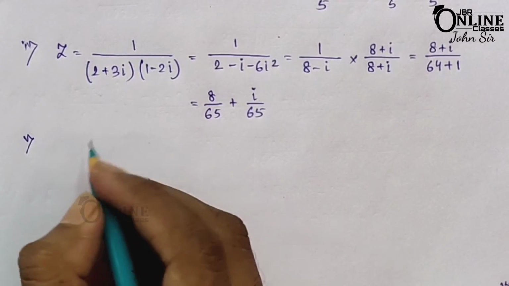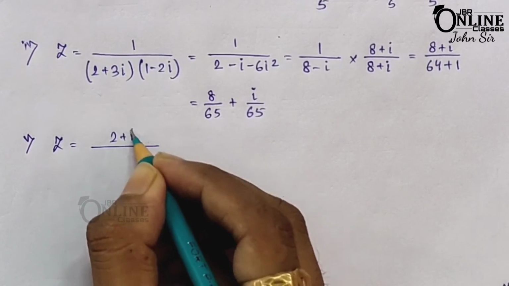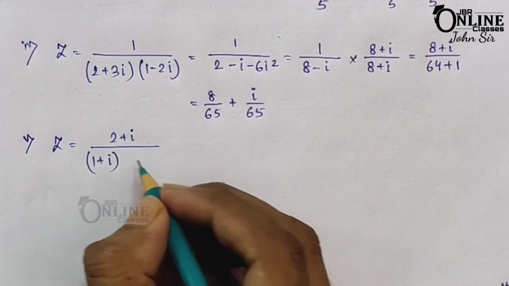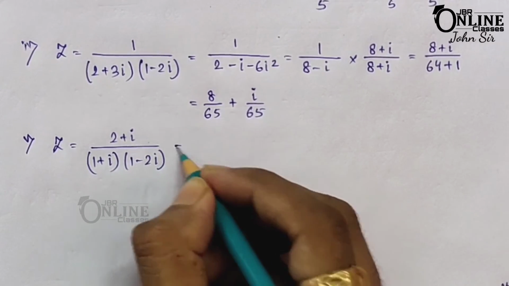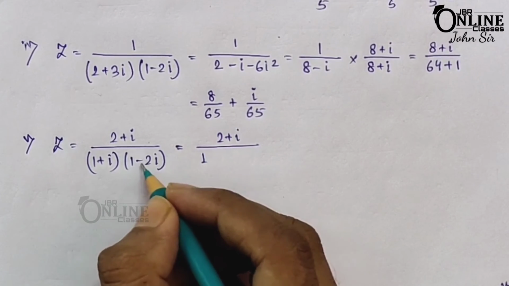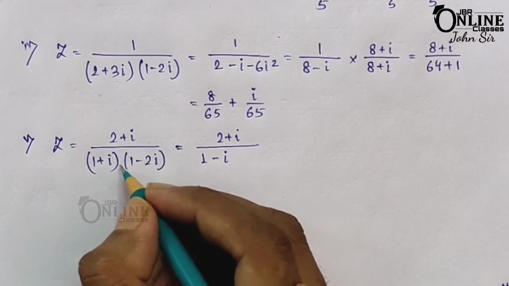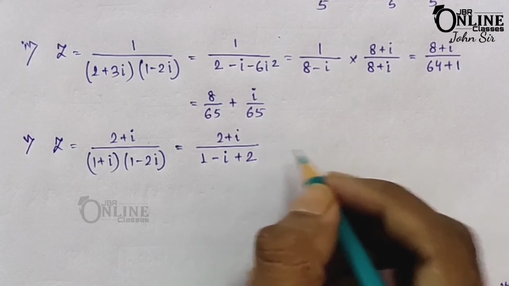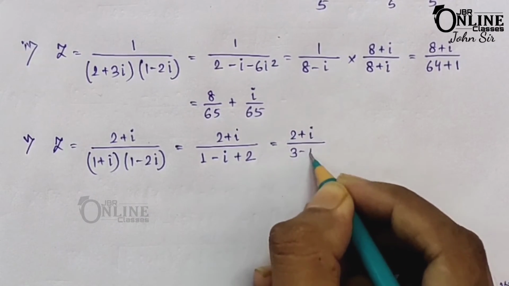Next one, number 5. You have z equal to (2 + i) over (1 + i)(1 − 2i). So first you have to multiply the denominator. Whenever you multiply, it will be 1, here plus i, here minus 2i, so it will be minus i, and then here minus 2i², that means plus 2. Okay, so it will be now 3 minus i, so (2 + i) over (3 − i).